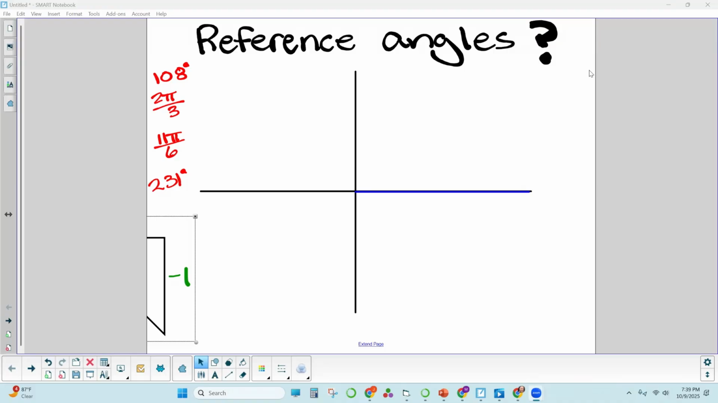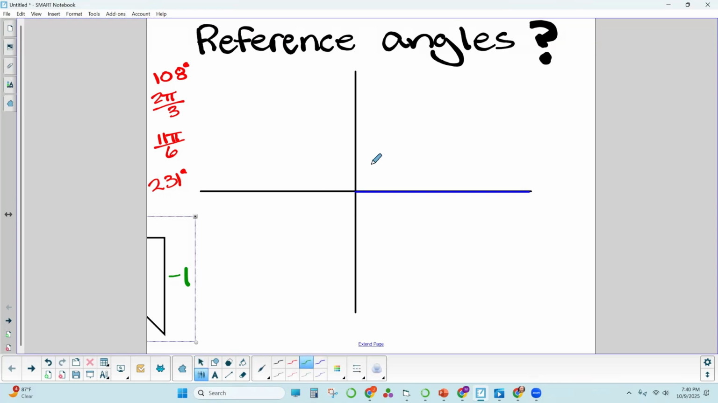This is something that my students sometimes have questions about or get a little confused about. So I just want to make clear what a reference angle is. It is an acute angle, so that's an angle less than 90 degrees, that's formed between the terminal side of an angle and the x-axis.